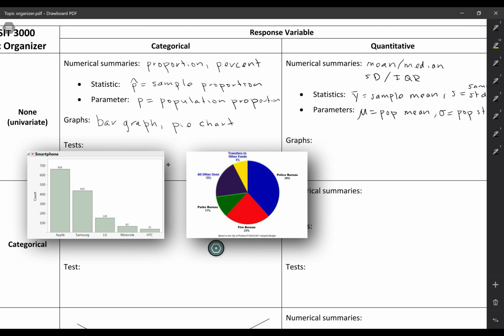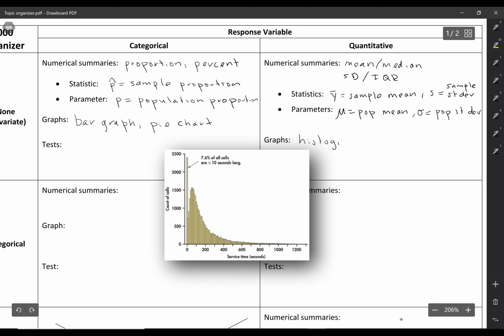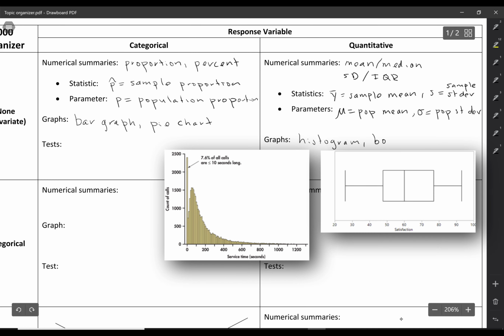Pie charts, you can only use those if all of your values add up to 100%, if you're representing all categories and each case is only being counted once. Also, pie charts can just be a little bit hard to read because it's a little bit hard to see how big the angles are. For univariate quantitative data, you have two options. You could use a histogram or you could use a box plot.